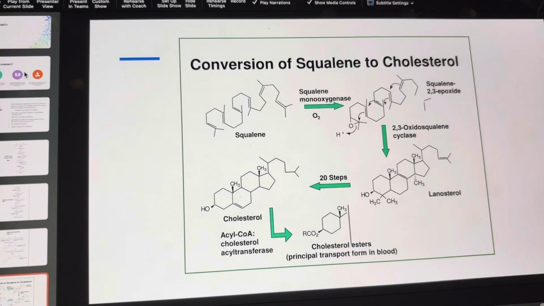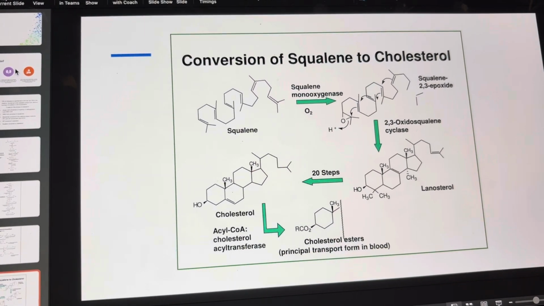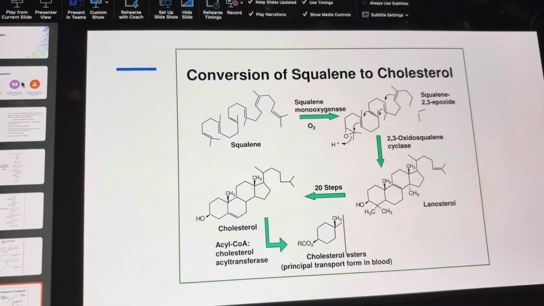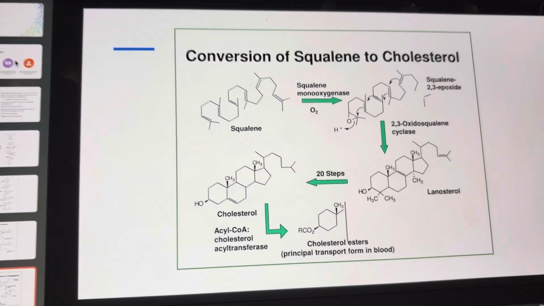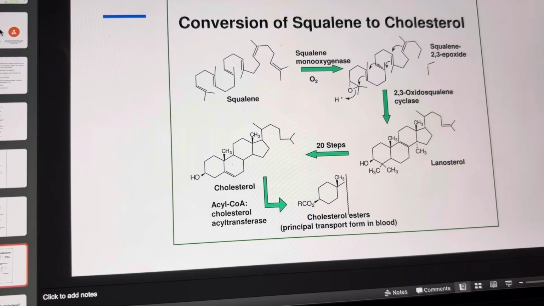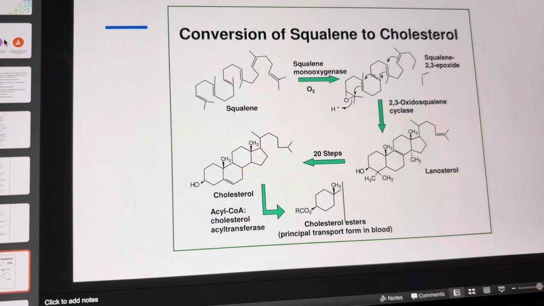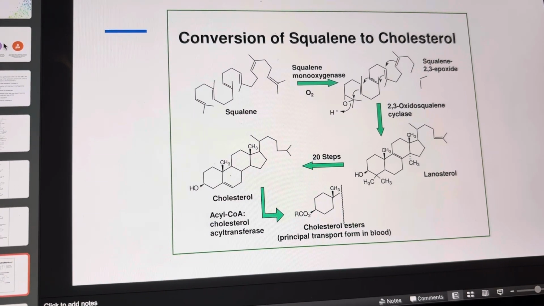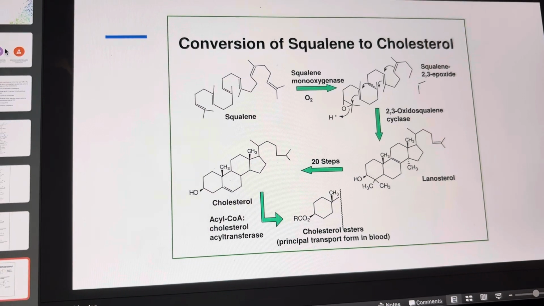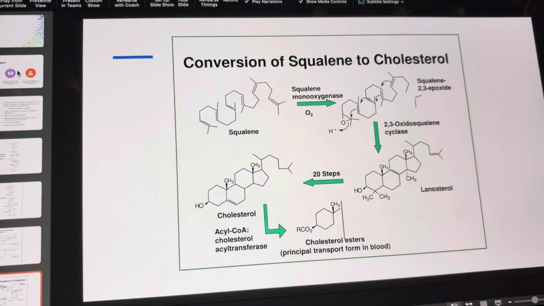So we start with that squalene molecule, putting oxygen into it, making the epoxy group, which is in that area right over here, having that H ion kind of out to the side. Then we get lanosterol. There's 20 steps in that, and that finally gives us the cholesterol. With the acetyl-CoA cholesterol, it can give us esters, which is the principal transport form in the blood.